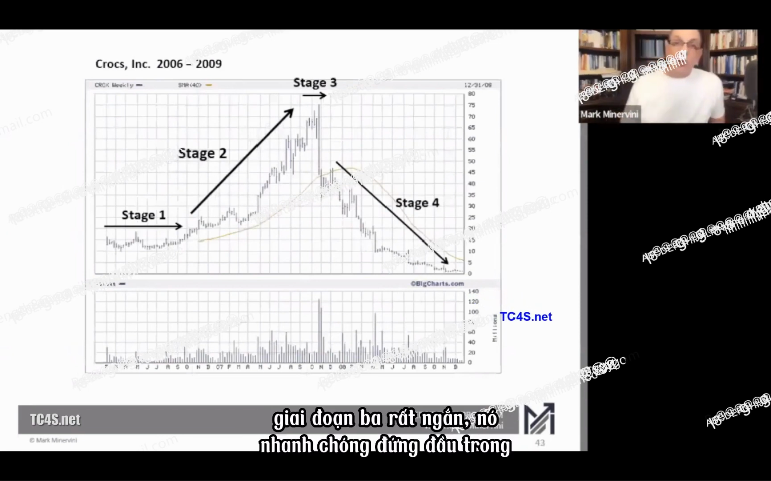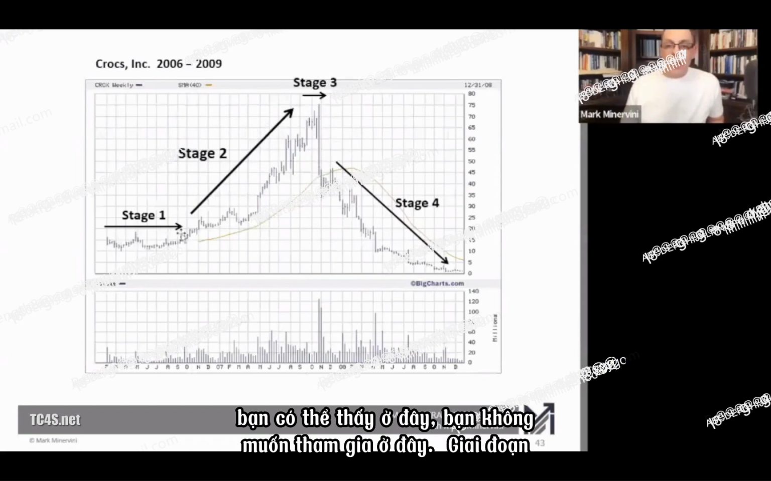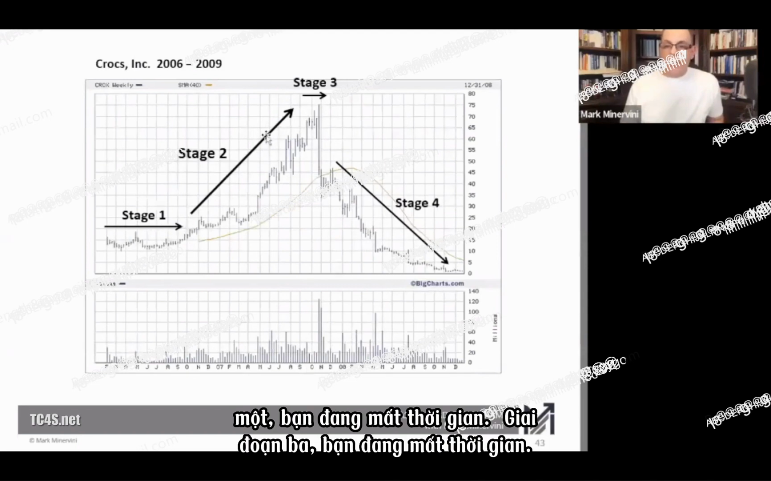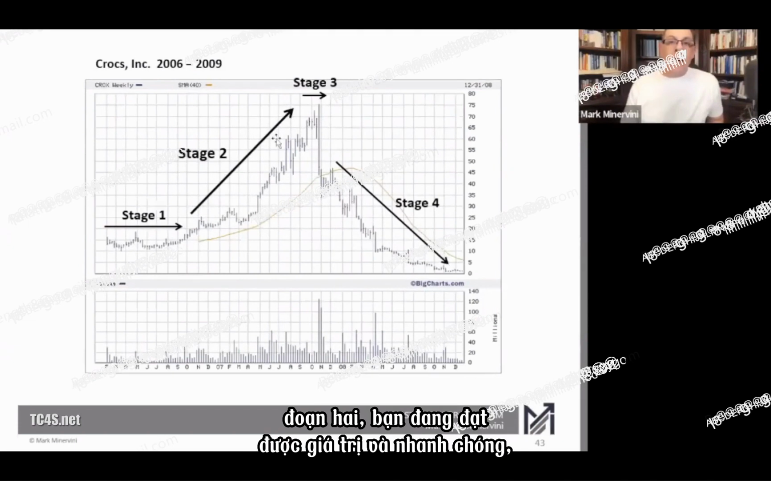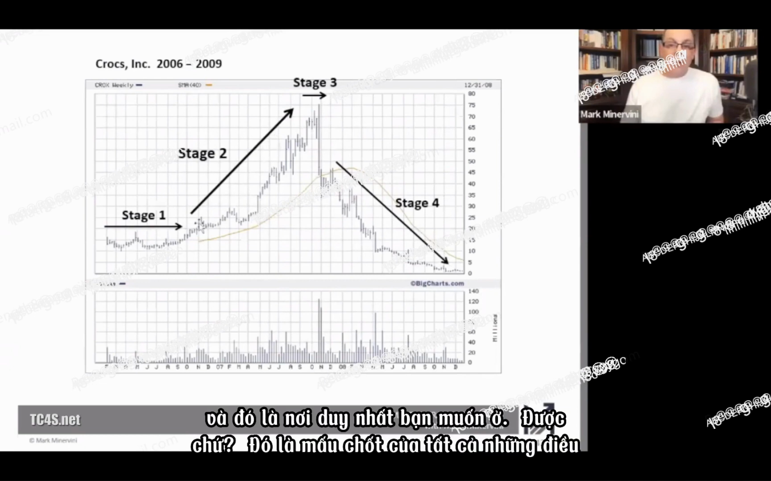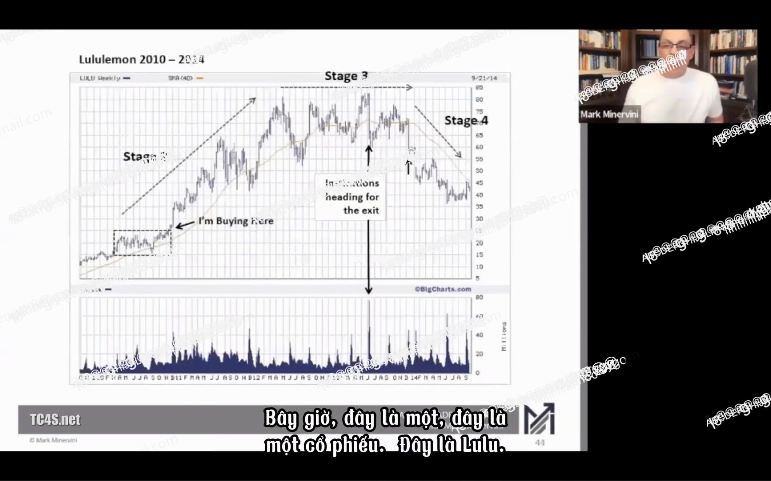Crocs, very short stage 3. It topped very quickly on an earnings report and just got blasted. But again, you can see here, you don't want to be involved here. Stage 1, you're losing time. Stage 3, you're losing time. Stage 4, you're losing money and time. Stage 2, you're gaining value and fast. And that's the only place you want to be. Okay, that's the key of all this, is we want to convince you that you only want to be in this one stage.